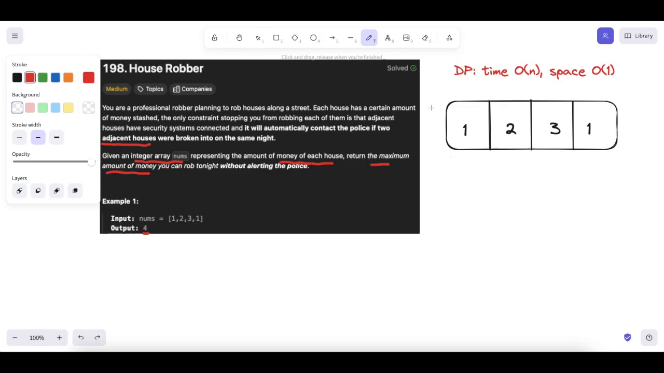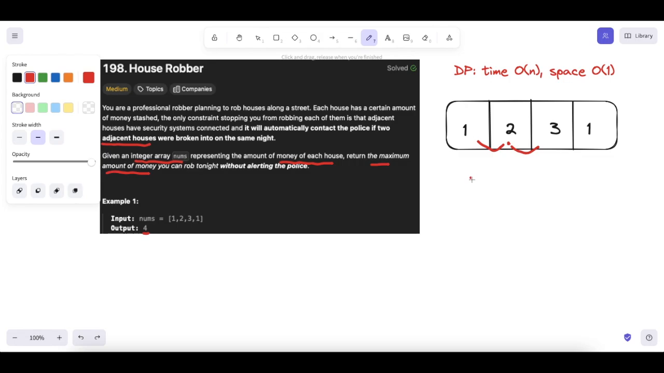The brute force would be to use decision trees in order to take into consideration every possible path of robbing these houses. Now we know we cannot rob two adjacent houses, so if we rob the house with $1 at position 0, we know we cannot rob this second house with $2. Furthermore, if we rob this house with $2, we know we cannot rob both this house with $1 and this house with $3 because they're both neighbors of this house with $2. So let's start drawing out these decision trees.